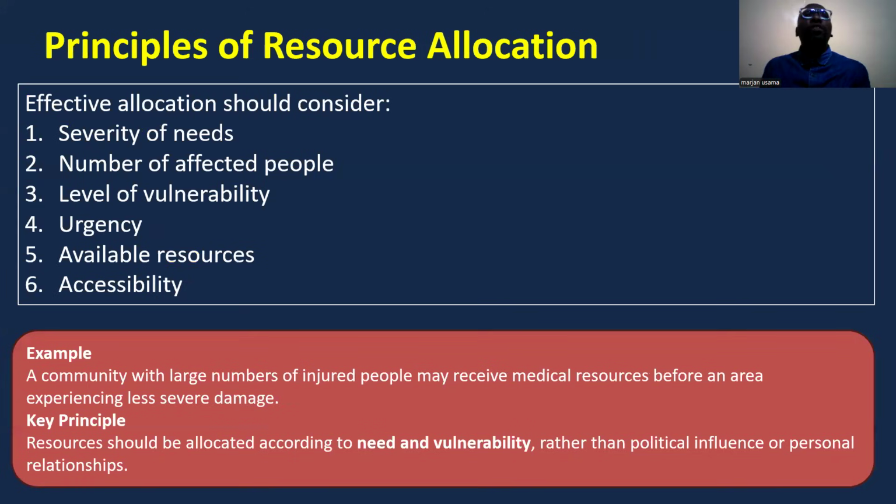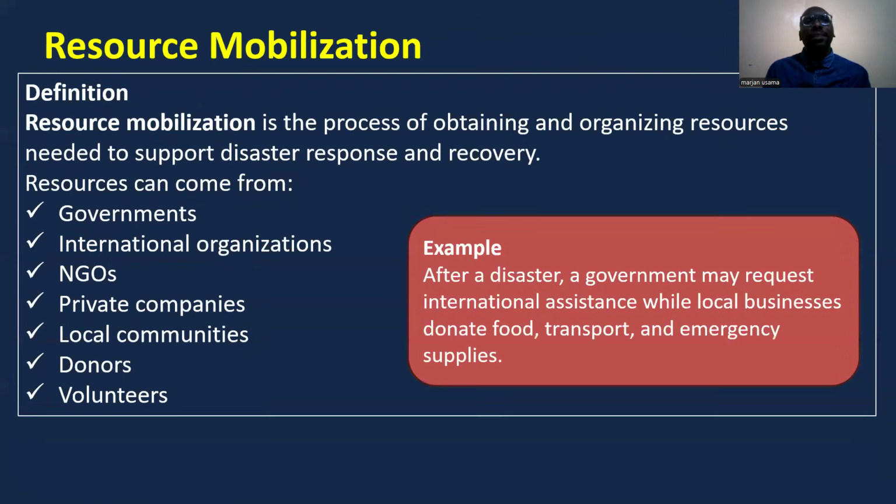So what are the principles of resource allocation? Severity of needs. There are needy people in the first, second, third, and fourth degree. So not all the degrees are equal. Number of affected people, how many have been affected, level of vulnerability, the urgency, available resources, and accessibility.